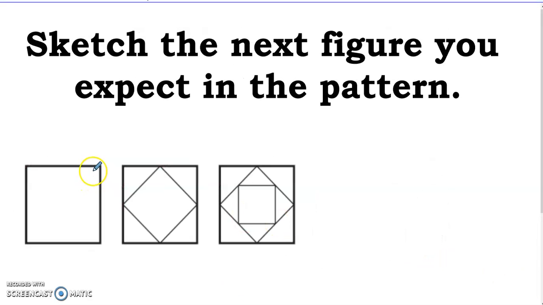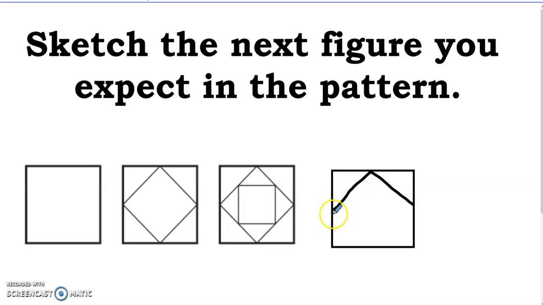Here we have a square, then we have a square that's rotated inside, then we have a square that's upright inside of that square. So here, a square. And then the upright square. And then we need to do one more square inside that's rotated.